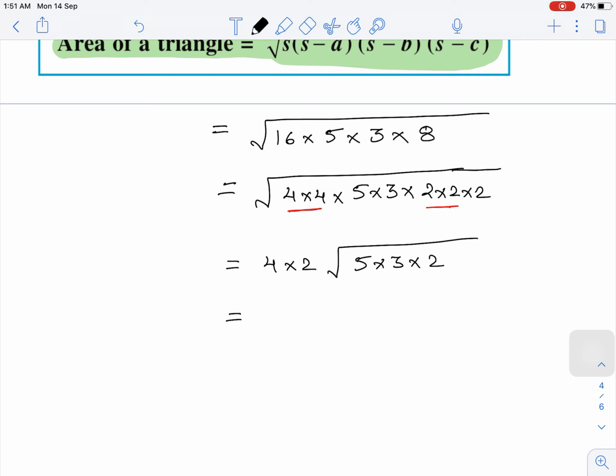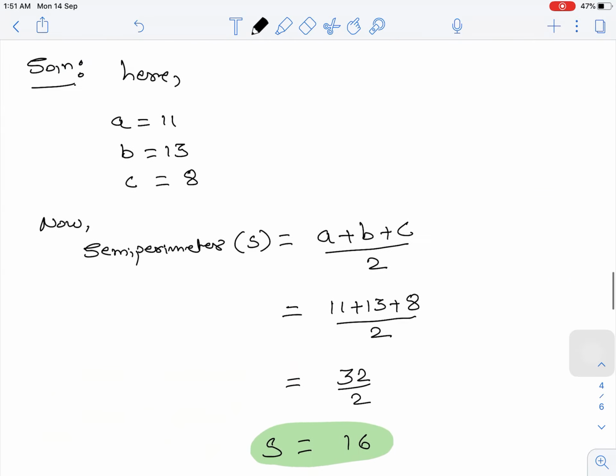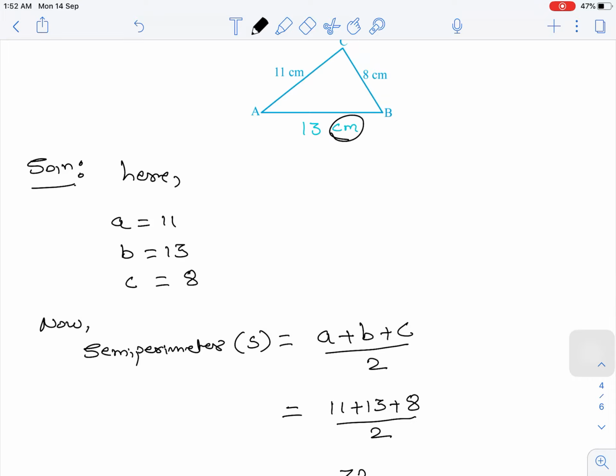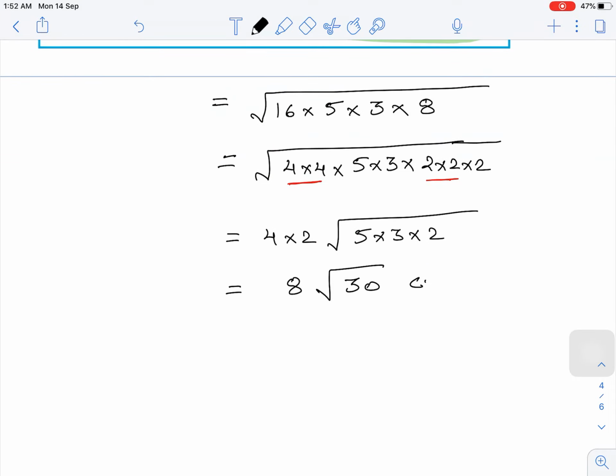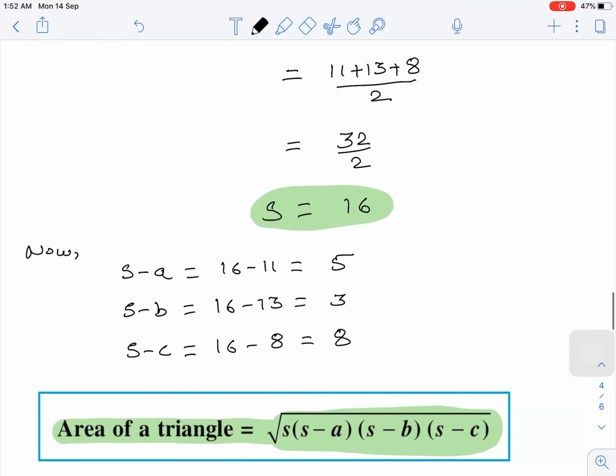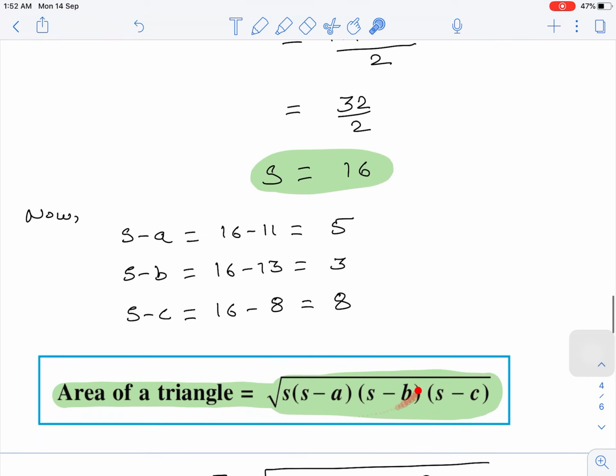So that equals 4 twos are 8, root of 5 threes are 15, 15 twos are 30. As all these units were in terms of centimeters, our final answer will be in centimeter square. In this way we can find the area of a triangle using Heron's formula.